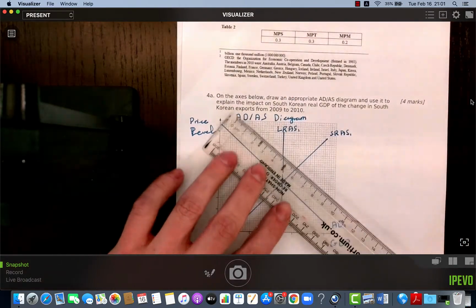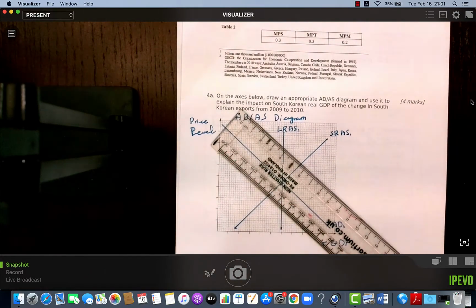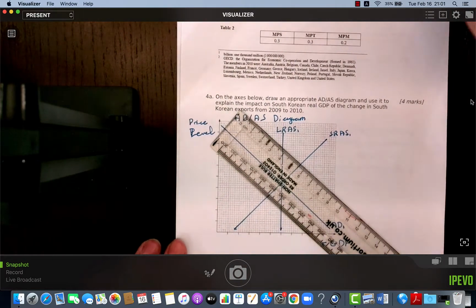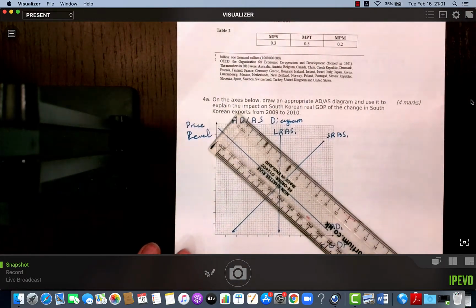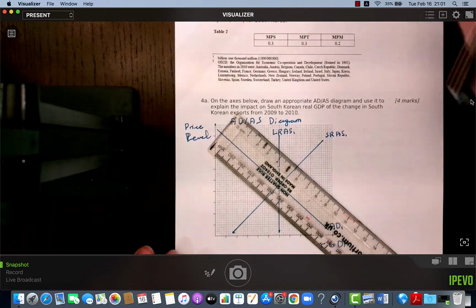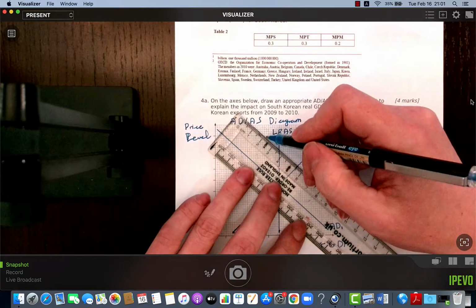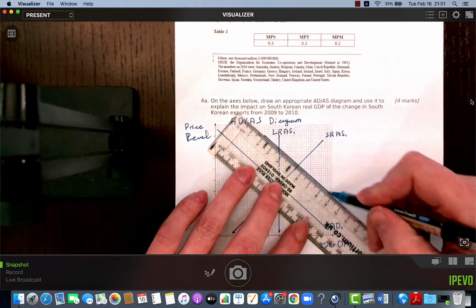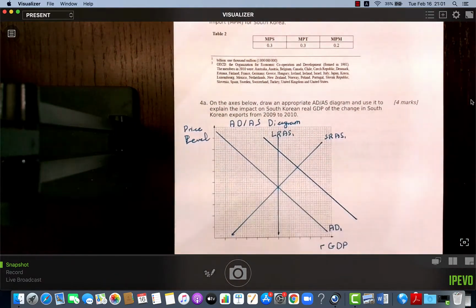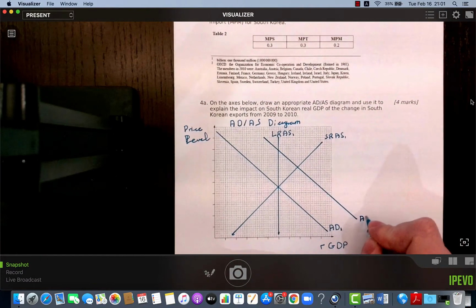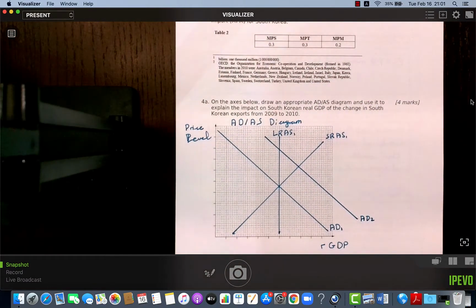Now, there has been an increase in exports. We know that exports are a part of the aggregate demand curve, and they increase aggregate demand. So if exports increase, that's going to cause an outward shift. So now we just have to draw an outward shift of the aggregate demand curve, and we get AD2.